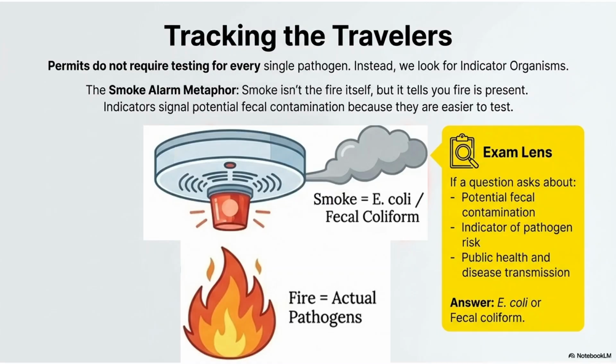coli, fecal coliform. So here are some exam recognition cues. If the question says, which parameter indicates potential fecal contamination, the answer is E. coli or fecal coliform. If it says, which parameter is used as an indicator of pathogen risk, the answer is E. coli or fecal coliform. If it says, which parameter relates to public health and disease transmission, the answer is pathogens, whose indicators are E. coli or fecal coliform. This is parameter recognition. This is how exam writers think.